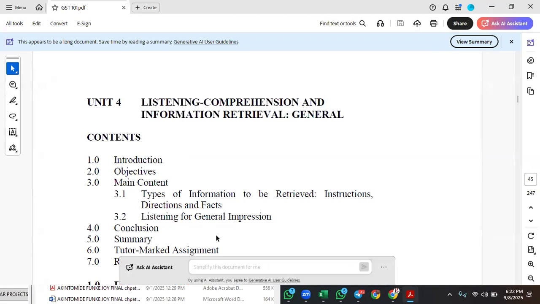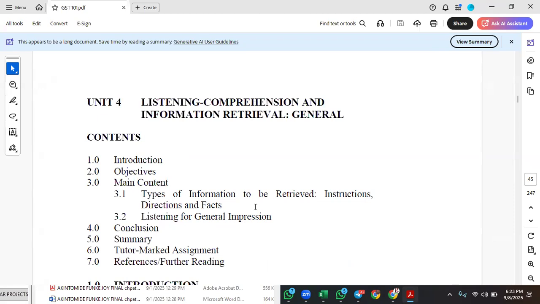And under this particular unit, we'll be talking about the types of information to be retrieved. We have instructions, directions, and facts. That is where you start learning from. What are the types of information that you need to retrieve?